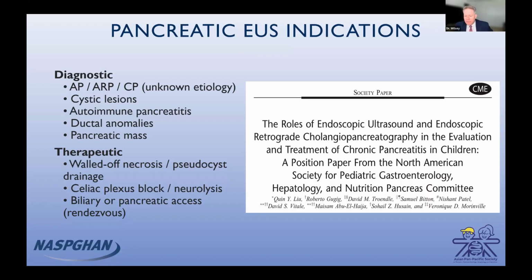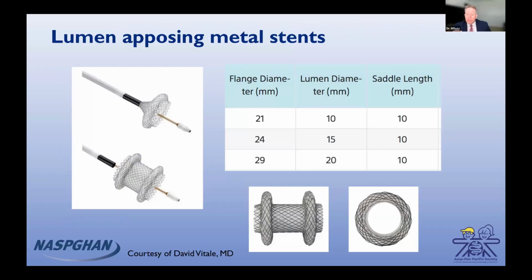And on the recent societal publication, Quinn Liu led, with the pancreas and endoscopy committees, on the role of EUS and ERCP in treatment of chronic pancreatitis. And then currently, I'm chair of the Pancreas Committee, so NASPGHAN and SPGHAN are looking to update that position paper for all the pancreatitis, acute and chronic pancreatitis. So stay tuned. More to come.